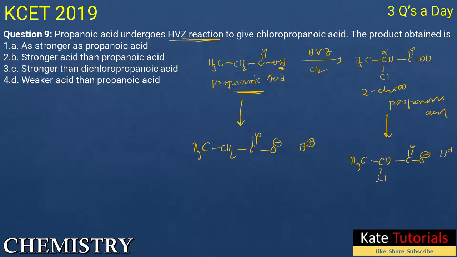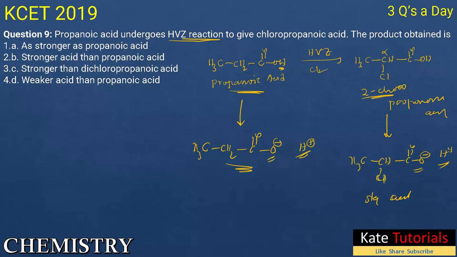Whether this is a strong acid or not, we have to tell that, right? So we know that one which gives H plus is an acid. This is also an acid, this is also an acid. But the one which gives H plus easily is a strong acid. I will tell this 2-chloropropanoic acid is a strong acid compared to propanoic acid. Why? Because it has chlorine at the second position.